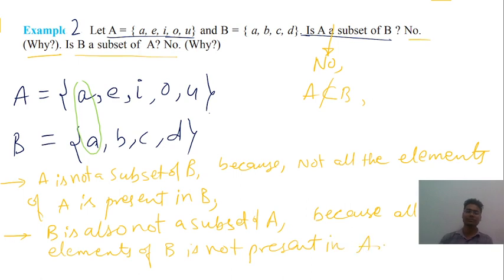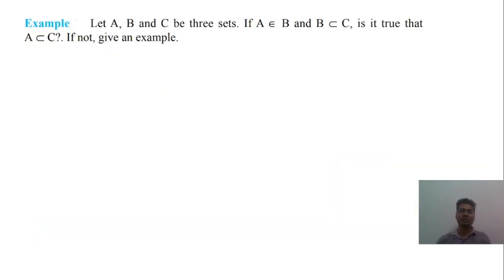Coming to our next example, let A, B, C be three sets, and A is a subset of B and B is a subset of C. Is it true that A is a subset of C? Let's see that. A belongs to B. A belongs to B means A must be contained in B.